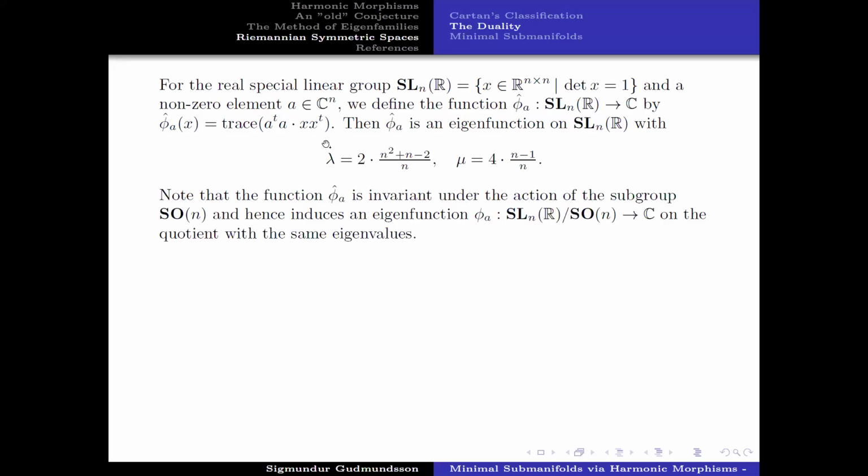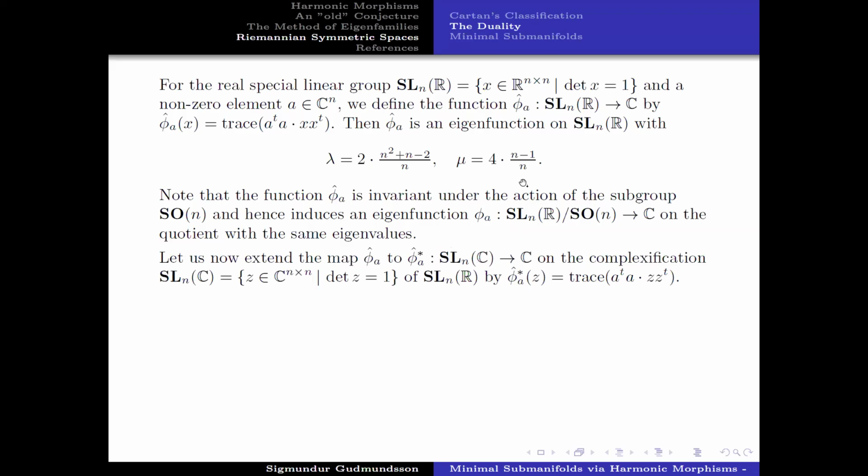Now, you see that this part here tells you that this is SO invariant. So it actually induces a map on the quotient. Because the quotient from SL down to the quotient is a Riemannian submersion, it's easy to show that the same applies to the quotient and the eigenvalues are actually the same.